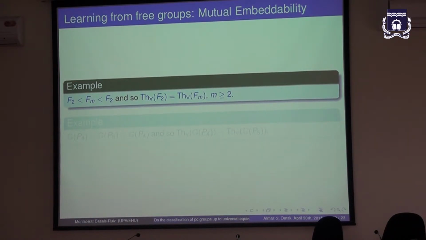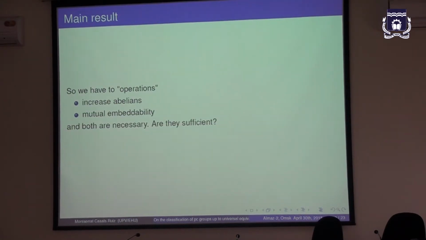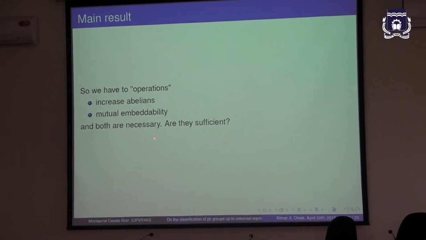And this is not only a phenomenon of free groups. So this is the path of graphical function before. I'm not showing you these embeddings, but believe me that you can embed this group into the path of rank 5, and again back to the path of rank 4. Now again you have double mutual embedding, you have equality of universal theories. Okay? So let's see. We have seen that inflation is going to be a necessary operation. It happens for the abelian cases. Mutual embeddability, of course, is going to be a necessary operation. It happens in free groups.